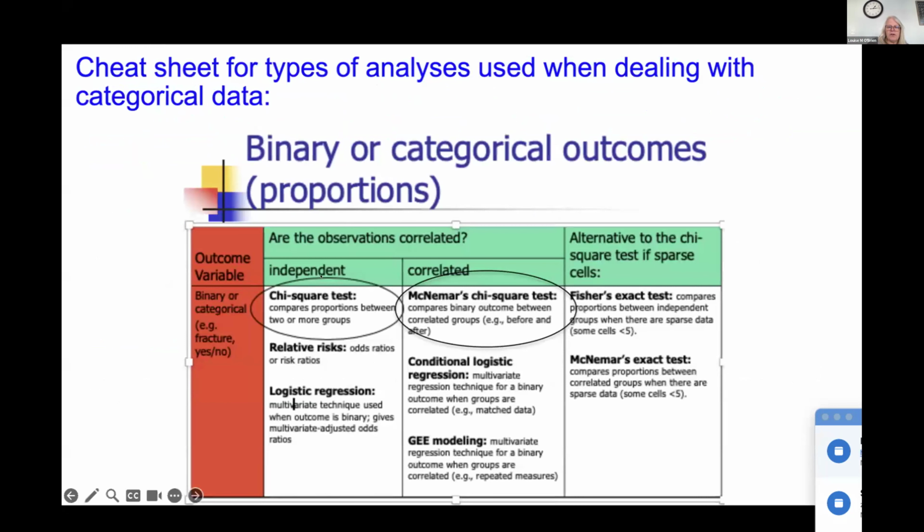And there's a cheat sheet for categorical data. So again, the first thing you want to ask is, are these observations that we're looking at independent? If they are, we do a chi-squared. Are they related before and after? If so, then we do this McNemar's chi-squared test.